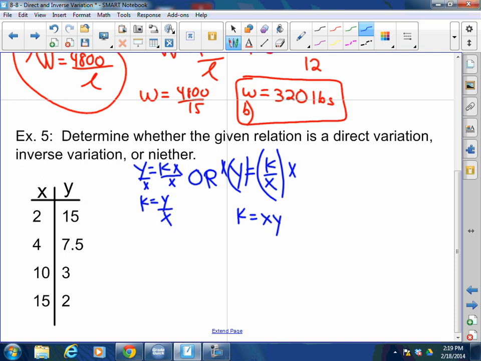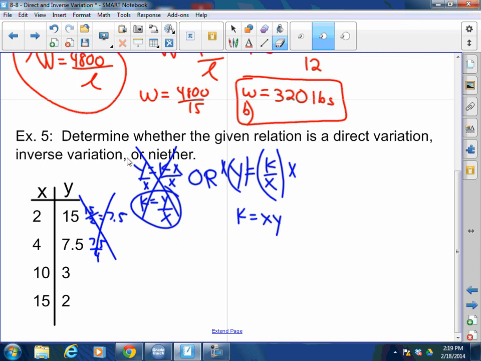So let's first try y over x. Let's try direct. 15 over 2 is 7.5. 7.5 over 4 is not 7.5. So I can stop right there. No, it's not direct. Now, don't just say, oh, it's inverse, because it could be neither.